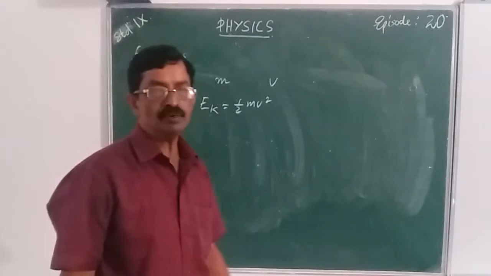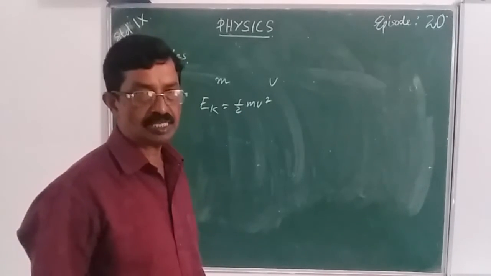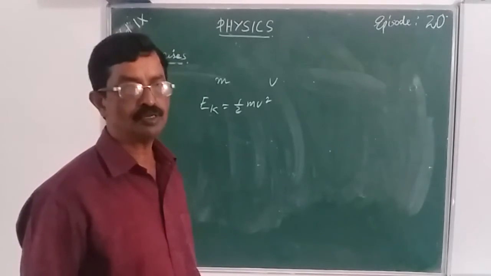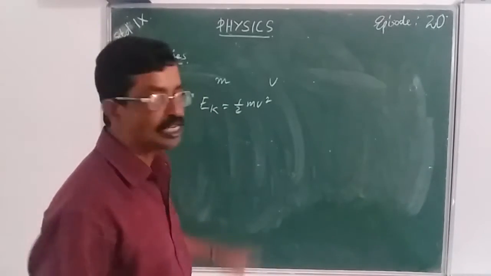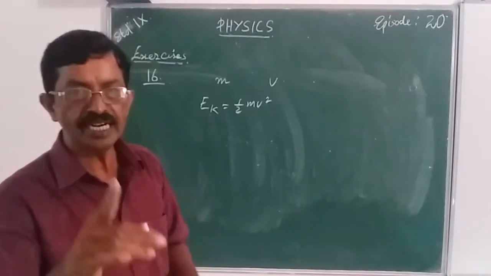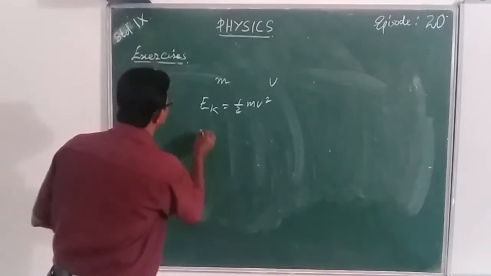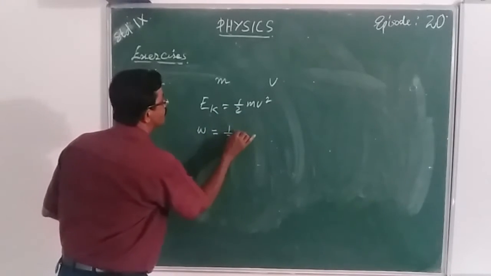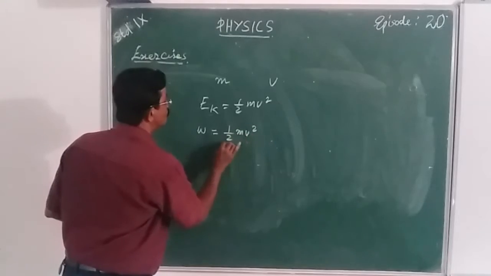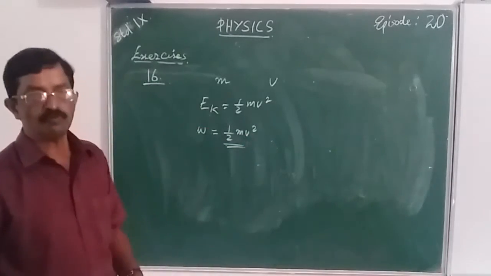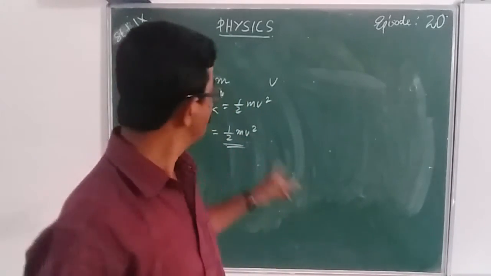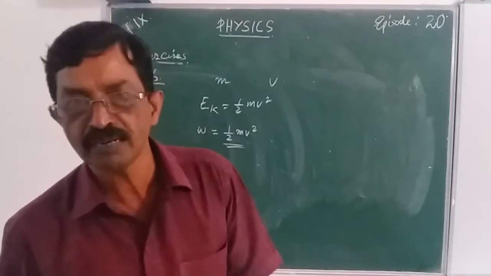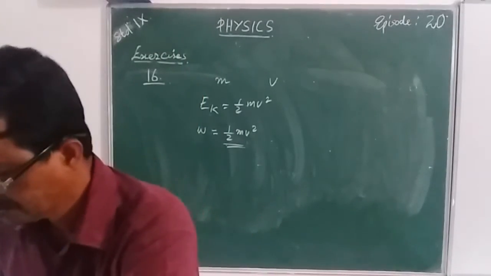Now we want to bring this body to rest. So how much work should we do in order to bring this body to rest? The work done in this case is equal to the amount of kinetic energy, that is half m v square. So the work done becomes equal to the amount of kinetic energy, so that we can bring that body to rest.